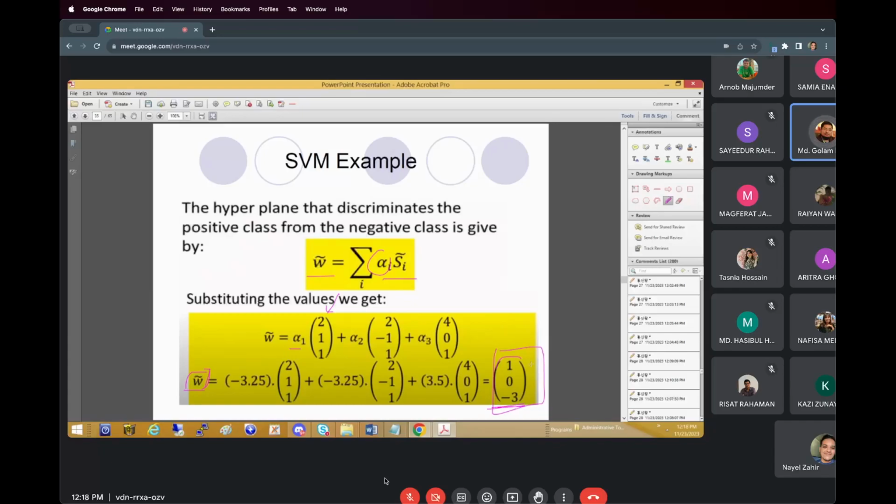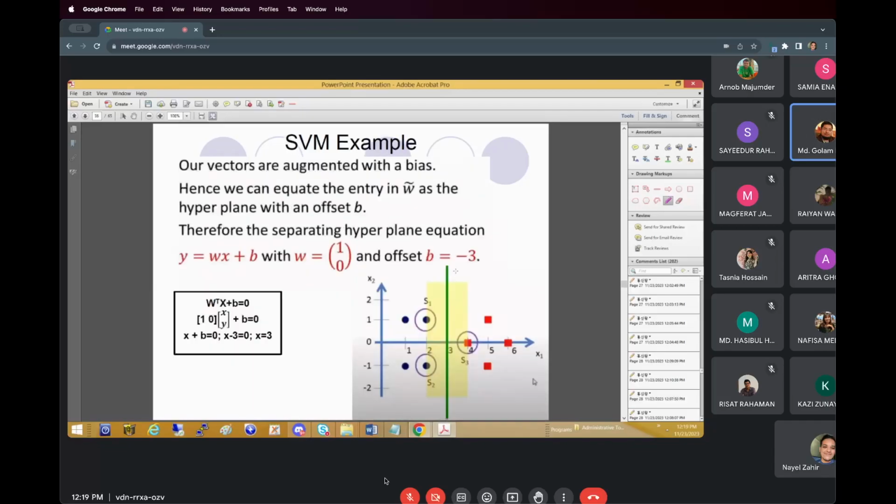In this case, it is two-dimensional data, so we will get the first two as our W, and B is our -3. So that means the vector W is 1, 0, and B is -3.